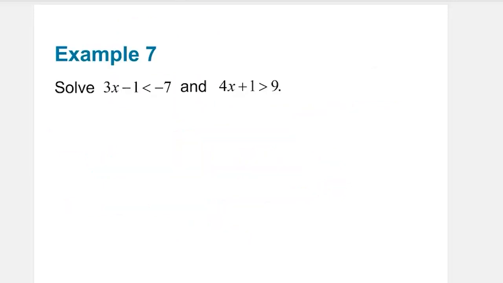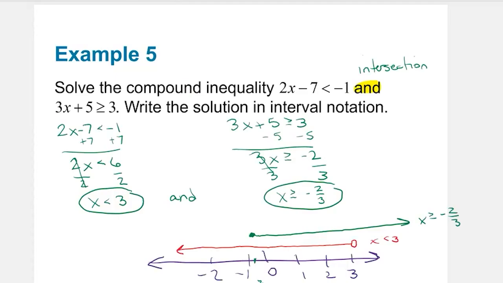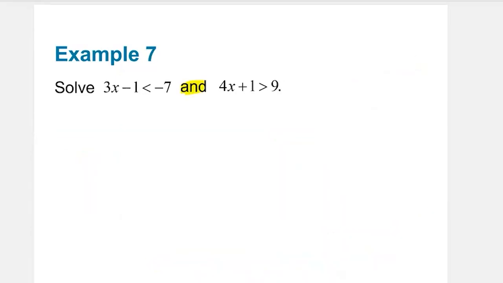All right, so now we have, again, an and. So let's see what happens. I don't know what's going to happen beforehand. This is not the one we did before, right? It's a little different. Okay, so we'll start here, and again, I'll add 1 to both sides. So I get 3x is less than -6.